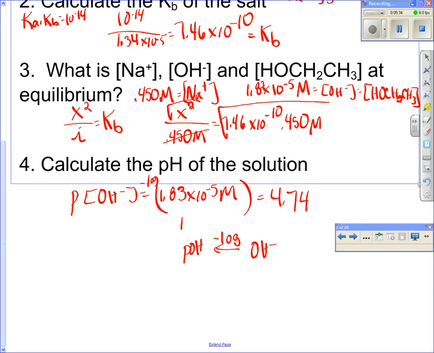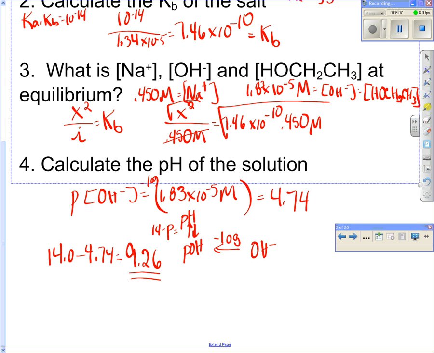And so we know, working on our little conversions here, that 14 minus whichever P that I know gives me the other P. So in this case, 14 minus 4.74 is going to give me my pH value, which is 9.26. And just a quick little reality check, is that a basic pH? And it is. Anything above 7 is a basic pH, and so that's a reasonable pH for this particular salt.